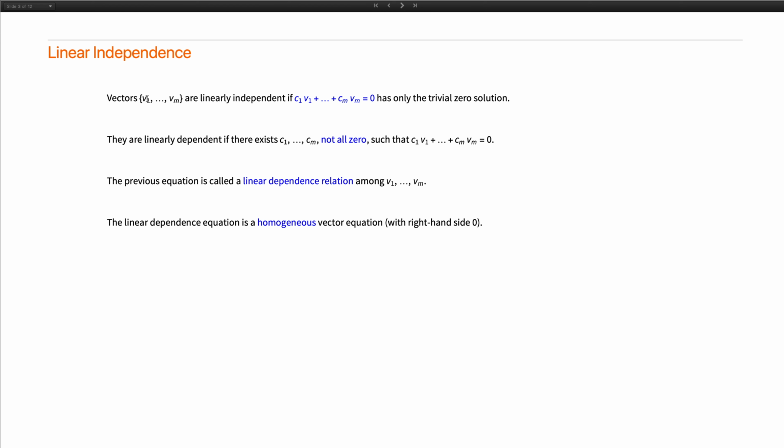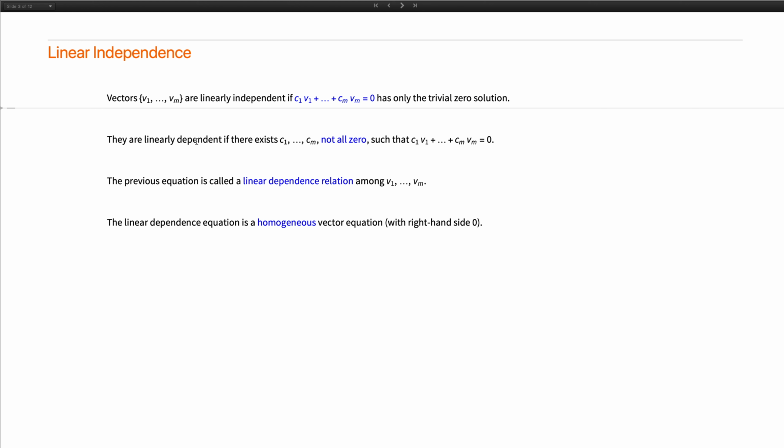Vectors v1, v2 up to vm are linearly independent if the equation c1v1 plus c2v2 up to cmvm equals 0 has only the trivial 0 solution. What that means is that if you put all the constants equal to 0, then of course you do get a solution, but that's the trivial 0 solution. And the question is, are there any other solutions or not?